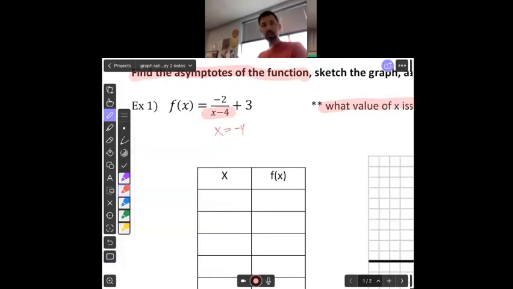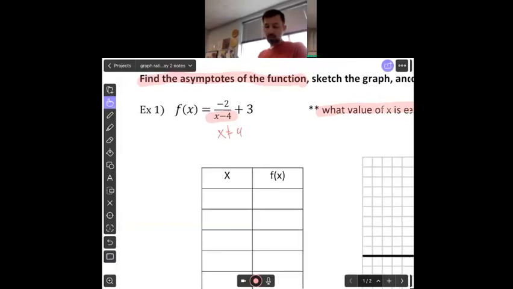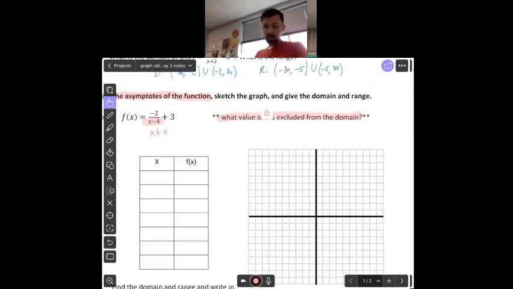4, because if x was 4, the denominator would be 0. I don't know why I wrote that as a negative 4. X can't be 4, because then the denominator would be 0, and we're not allowed to divide by 0. So if x can't be 4, what that means is that x equals 4 is my vertical asymptote. So I take that "x can't be" and immediately turn it into an "x is", and there's my line that the graph won't touch. Okay, so there's my vertical asymptote.